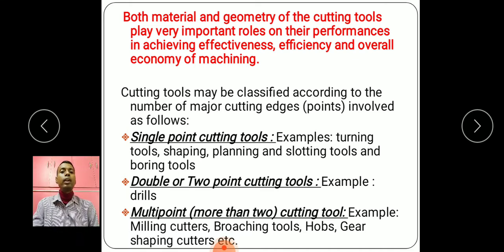And what is multi-point? That's when the tool and the workpiece touch at so many points. Examples are milling cutter, broaching tool, hob, gear shaping cutter, etc. This is the concept of single point, double point and multi-point cutting tools.